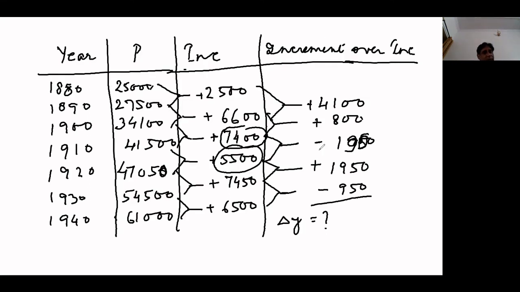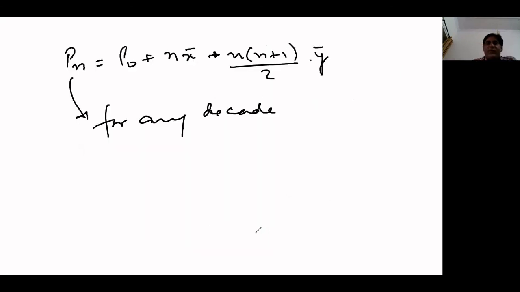We had taken another example of the same method, the incremental increase method, for year 1880 till 1940, and the process was just the same. The increase was calculated as we generally calculate for the arithmetic increase method, and the incremental increase was calculated, and we found out the value of y bar. Then the values were placed, and for any decade, depending upon the number of future decades, the value of n can be placed, and the population can be worked out.